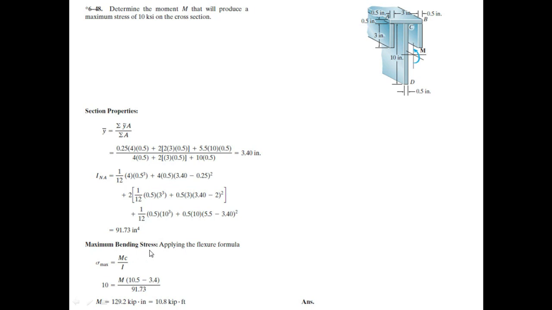अब आपने क्या करना है? मैक्सिमम बेंडिंग स्ट्रेसेस निकालने हैं, तो अप्लाई द फ्लेक्सर फार्मूला। अब मैक्सिमम बेंडिंग स्ट्रेस का फार्मूला क्या है? एम सी अपॉन आई, क्योंकि वाई नहीं है, क्योंकि आप मैक्सिमम टॉपमोस्ट सरफेस से देख रहे हैं। तो अगेन आपने कर दिया, मैक्सिमम बेंडिंग स्ट्रेस की वैल्यू कितनी है? 10 केएसआई। एम हमें नहीं पता, सी कितना हो जाएगा आपके पास?